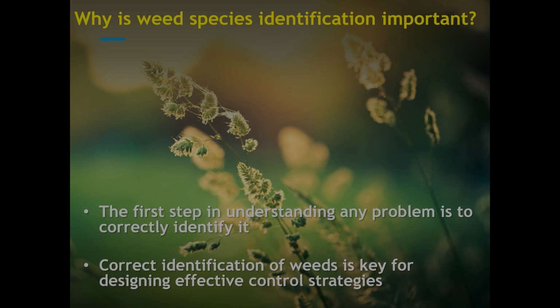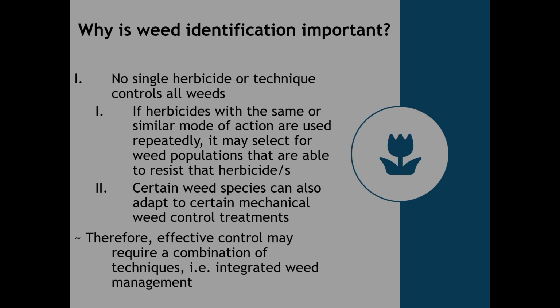So the first step in understanding any problem is to correctly identify it. Correct identification of weeds is key for designing effective control strategies for these weed populations. So again, why is weed identification important?